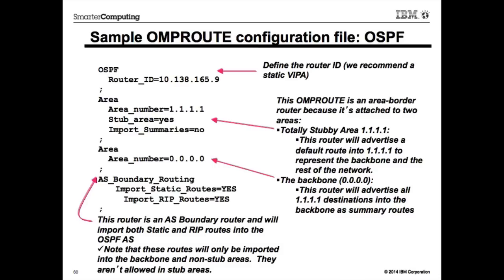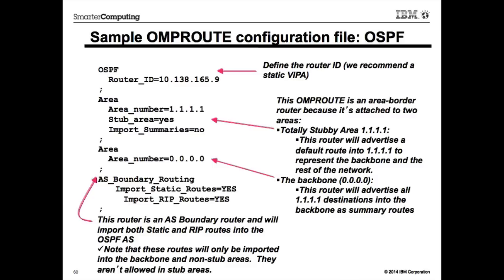Slide 60. Start off, we're going to configure some OSPF. So we have an OSPF statement. We indicate what's the router ID of the stack. It's got to be an OSPF interface on the stack. We recommend you use a static VIPA. Then you list the areas we're attached to. In this case, we're attached to area 1.1.1.1. It's a stub area, and it's a totally stubby area. Import summaries equals no means it's a totally stubby area. We're also attached to area 0.0.0.0. Remember, if you're attached to more than one area, one of them has to be the backbone.